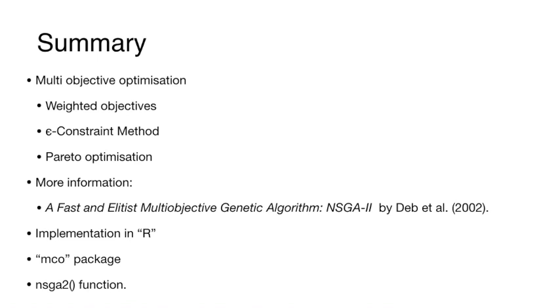So in summary, we have introduced the notion of multi-objective optimization in today's lecture and discussed three different approaches, that is, weighted objectives, the epsilon constraint method, and Pareto optimization. We discussed the strengths and weaknesses of each method. For more information on Pareto optimization, consider, for example, the original paper introducing NSGA-II, that is, A Fast and Elitist Multi-objective Genetic Algorithm: NSGA-II by Deb et al., that came out in the year 2002.